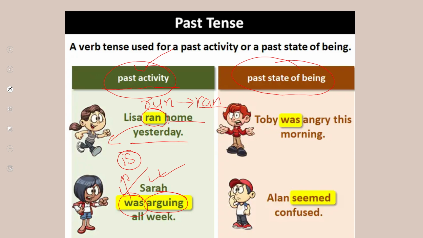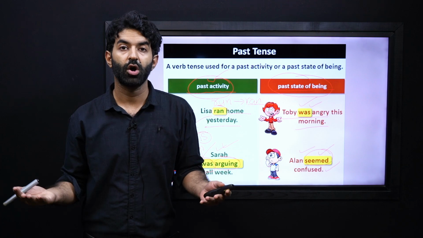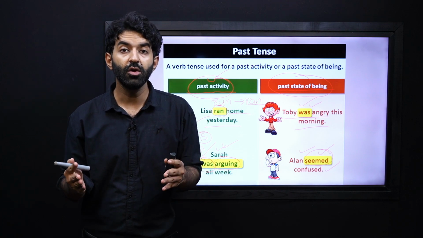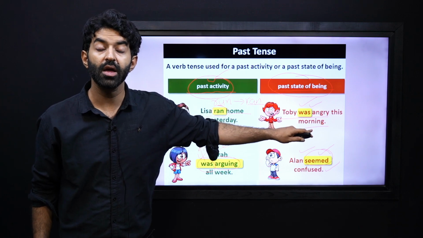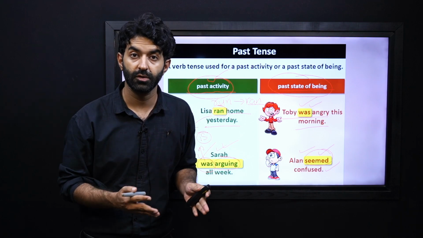For the past state of being, you will use your helping verb in the past form. Toby was angry this morning, or Alan seemed confused. Now, being angry is a state of being, and seemed is also a state of being. And we used ed with seem because this is not like a helping verb, but we used was, not is, because this is showing a state of being, but in the past.